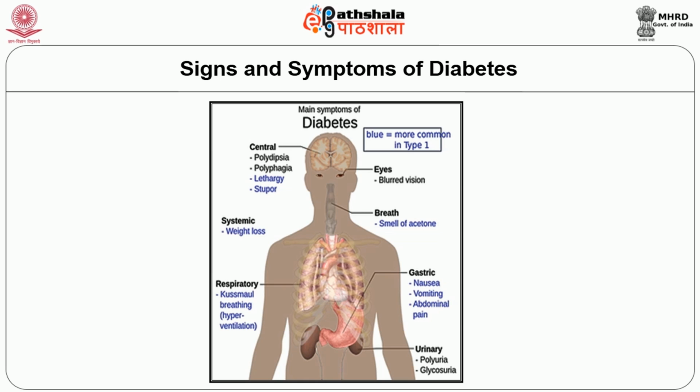Some other signs and symptoms of diabetes are weight loss. This is the most classical symptom in many patients. They will also have lethargy, and sometimes the patient will have nausea, vomiting or abdominal pain.